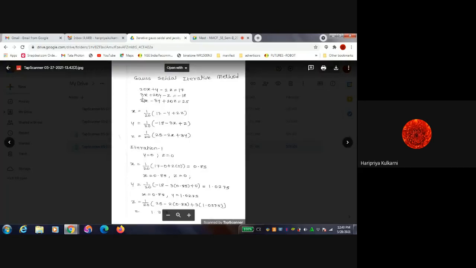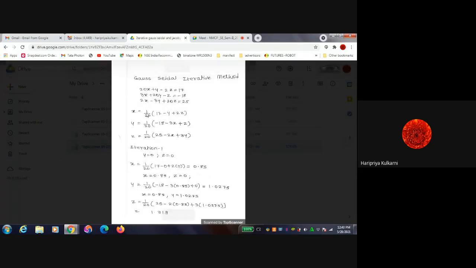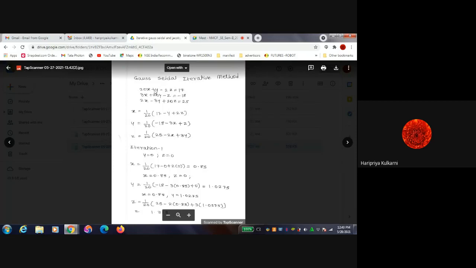Now let us see the first equation. I have to make it x equal to. The coefficient of x is 20, so I'll divide the whole equation by 20. So x is equal to 1 upon 20 in bracket, 17 as it is, this y will be minus y, and this minus 2z will be plus 2z.